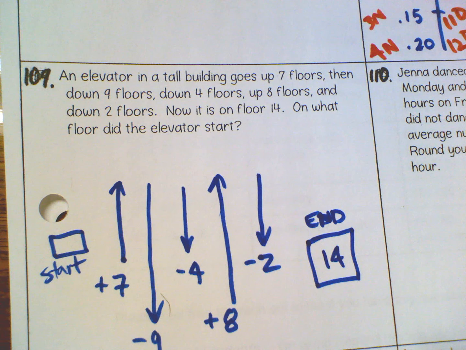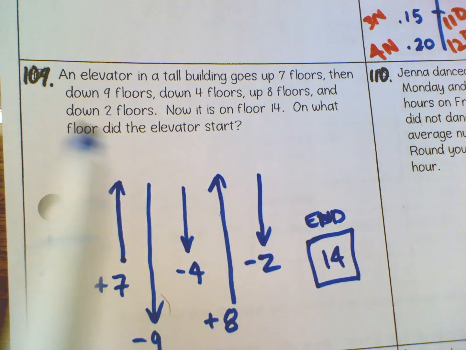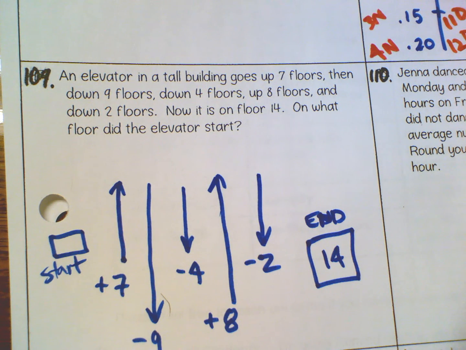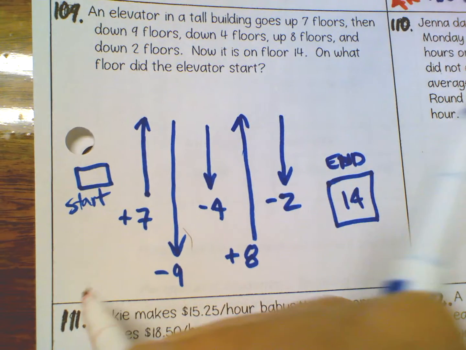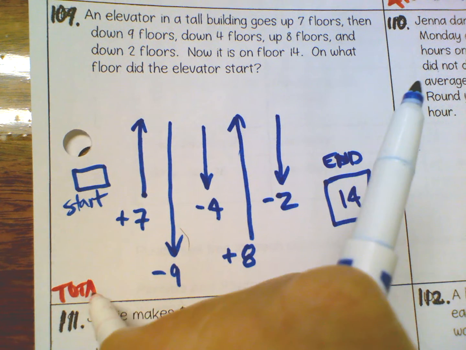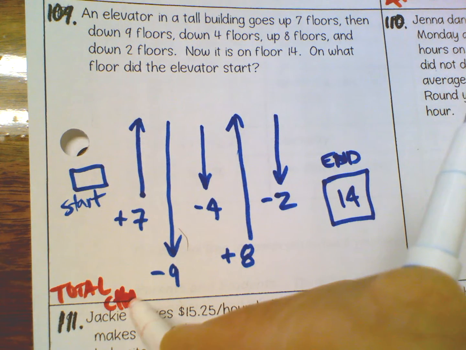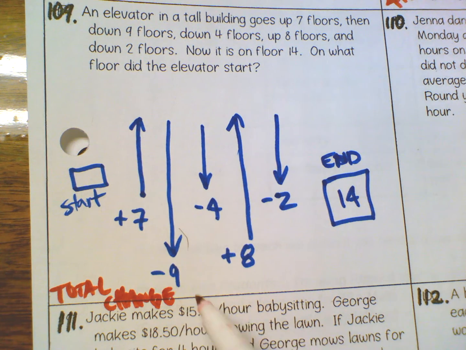One more time, I can look at this as a guess and check and start playing around, maybe start on floor 0, work my numbers to see if I get to 14 or not. Or I can look at this as a whole change. What is the total change here? If I look at the total change of all these floors, I would add them all up.